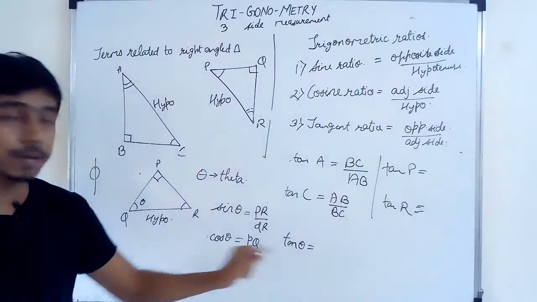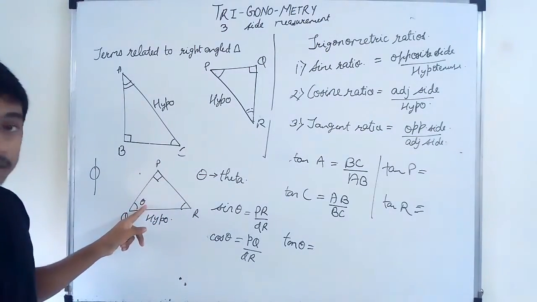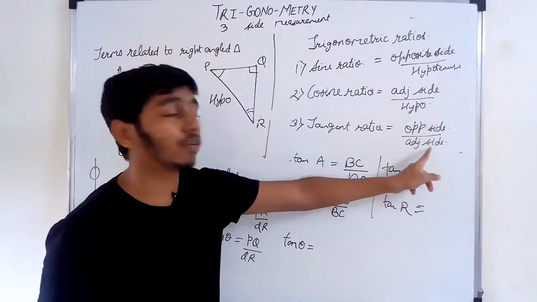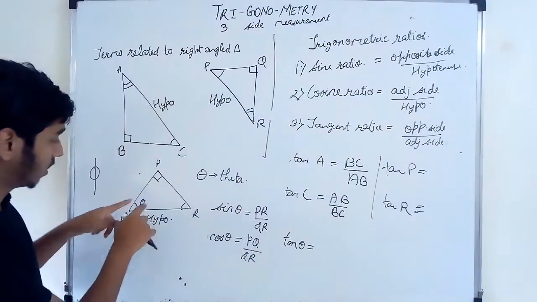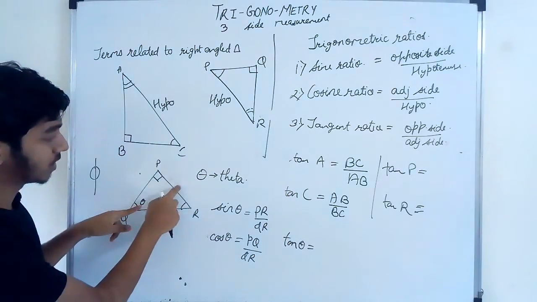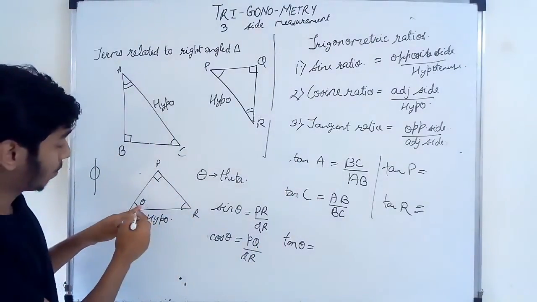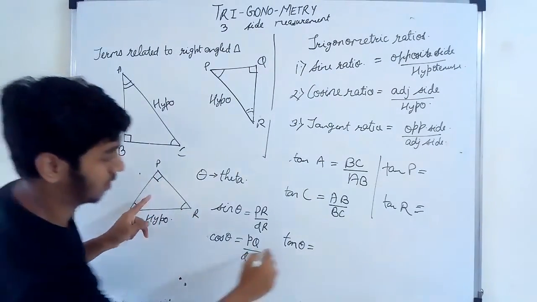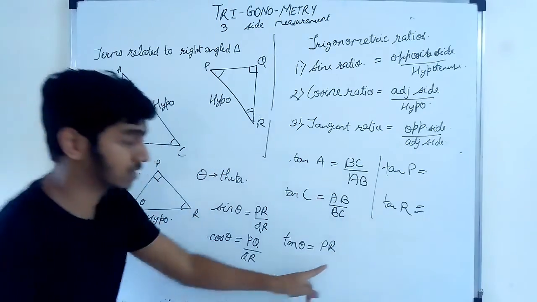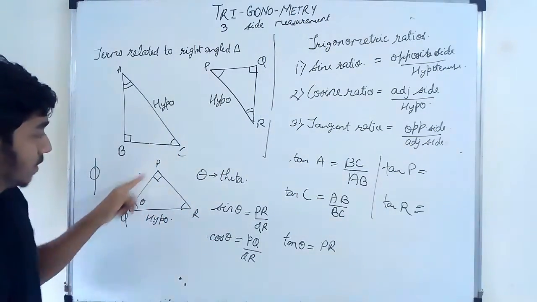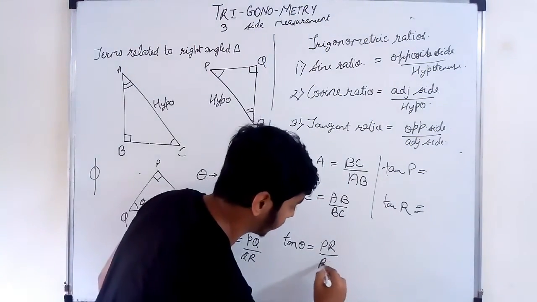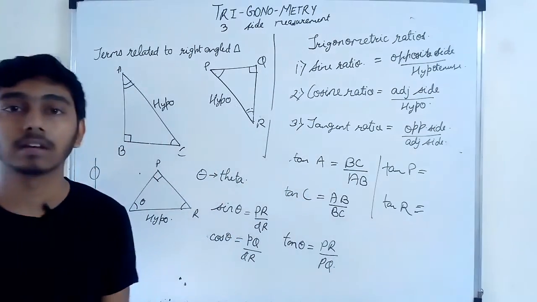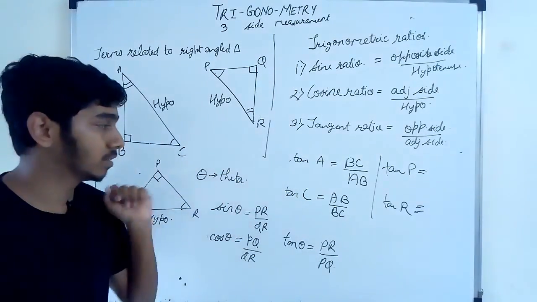Now to find tan theta. Tan is opposite side upon adjacent. So this will be theta here. The opposite is PR, we know that, upon adjacent PQ. So PR upon PQ. I hope you have understood this now.